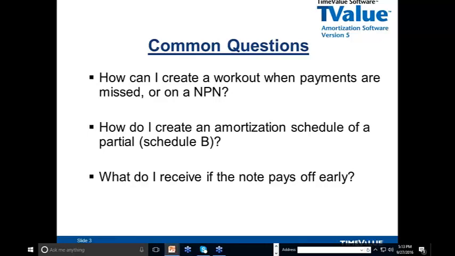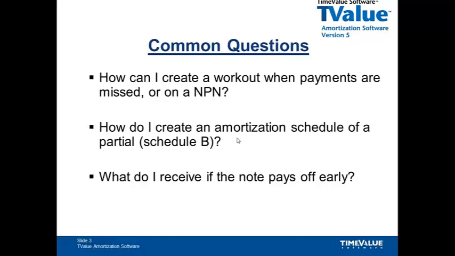Second question, how do I create an amortization schedule for the partial or Schedule B? There's often confusion with regard to this, so I want to help clear that up a little bit. And last but not least, what do I receive if the note pays off early? I'm going to show you how the amortization schedules and just going through this process is going to add a lot of clarity and hopefully answer some of your questions as well.